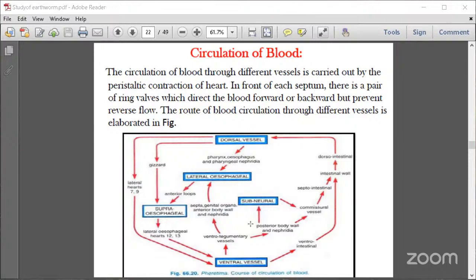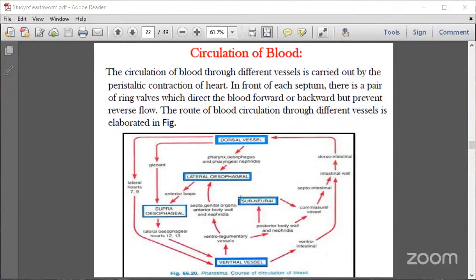Here you can see the route of blood circulation through different vessels, which is elaborated in this picture. You can see here the ventral vessel. Here you can see the dorsal vessel.